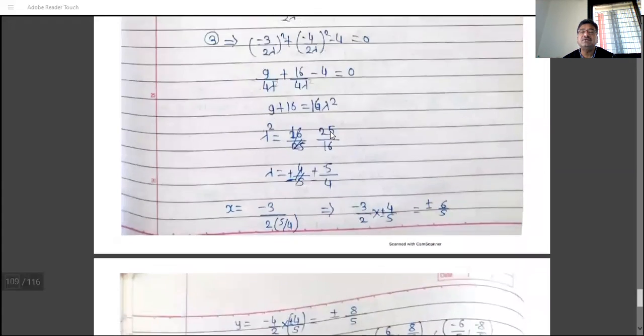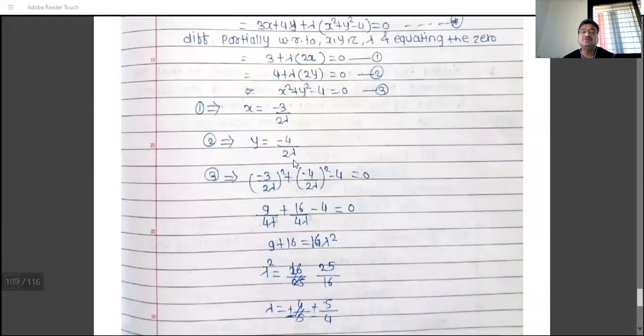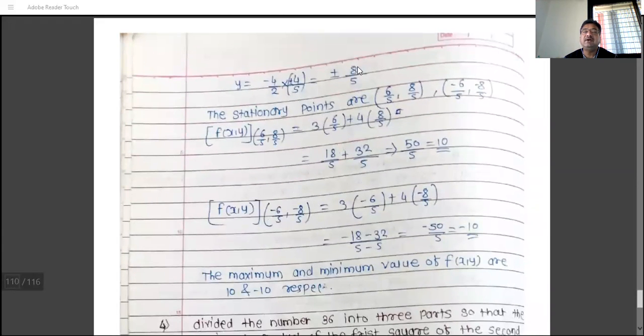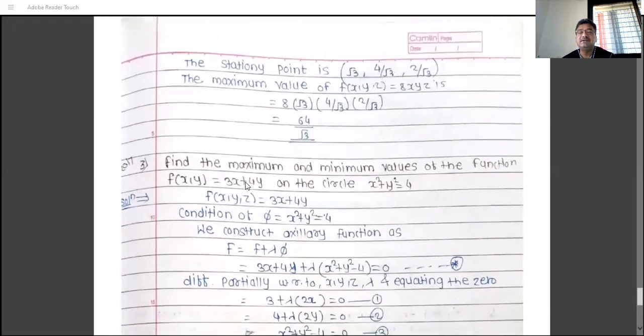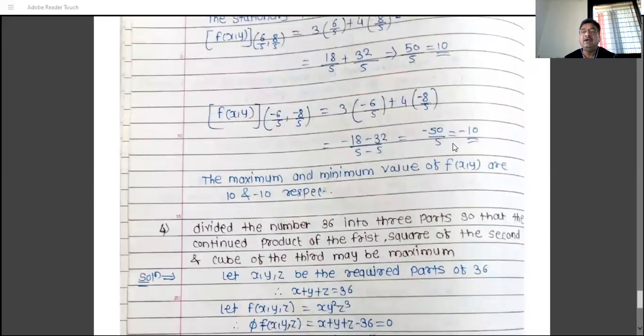Then y, from the other equation, is minus 4 by 2 lambda. Substituting lambda, we have plus minus 8 by 5. And then the stationary points are (6 by 5, 8 by 5) if you consider both positive, and if you consider both negative, then this is the other stationary point. At the first point, the value is 10. And at the second point, the value of the function, f(x, y) is 3x plus 4y, we have the answer minus 10.